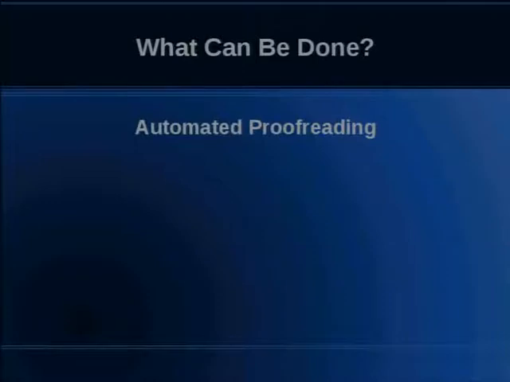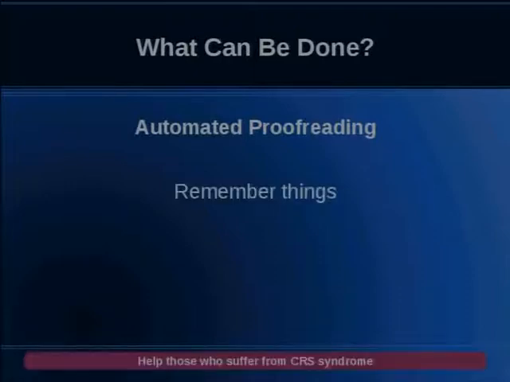Okay, so what can automated proofreading do? Because clearly there are some things it can't. There are some things the human has to be responsible for. Well, first off, it can remember things. I am a sufferer of CRS syndrome. Does anybody else have that? CRS stands for can't remember stuff.